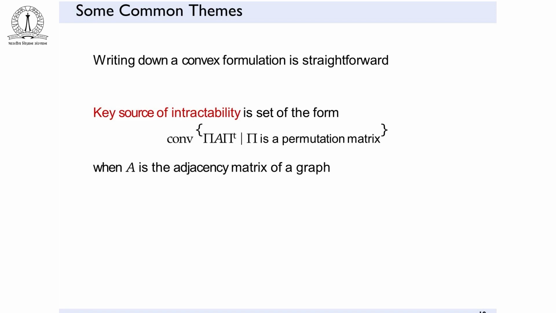But the key source of computational intractability is sets of this form. I give you a graph represented by some adjacency matrix. You're looking at all possible adjacency matrices that represent that graph and take their convex hull. We don't have good ways in general of describing such sets. If we could, P would be equal to NP. So this is the key source of intractability. And if we can make progress on this, understand this better, then we'd be able to plug into the previous formulations that we had and get good convex relaxations.